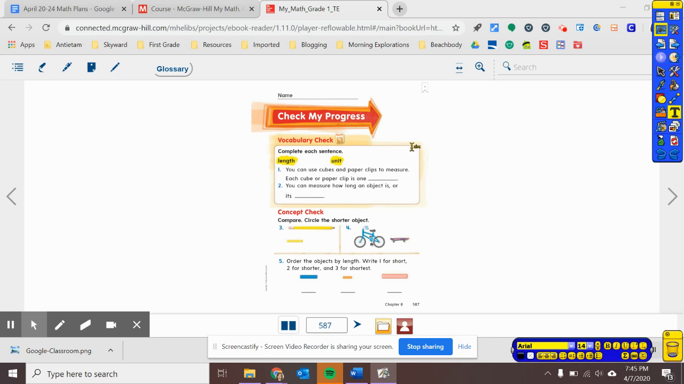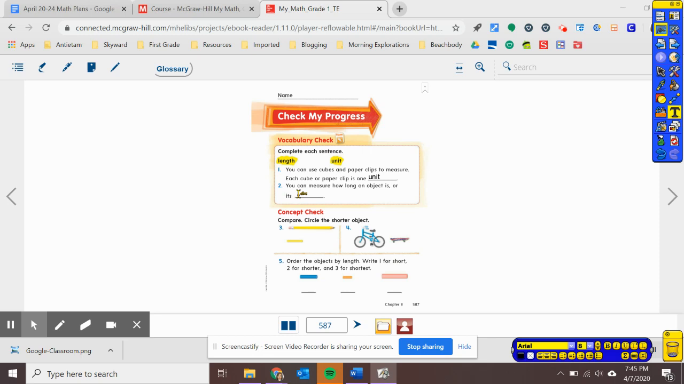Okay, so what we're going to do first is go over some vocabulary. So number one, we're going to have the choice between length and unit. And number one says you can use cubes and paper clips to measure. Each cube or paper clip is one blank. So what do we think? Is it length or unit? It is unit. There we go. So write the word unit on your line.